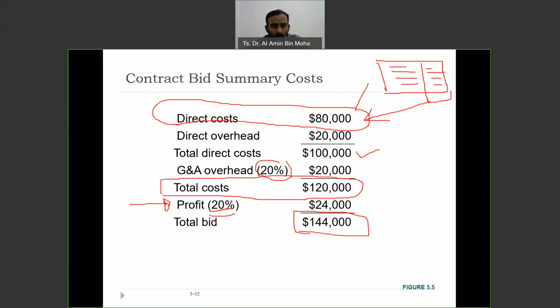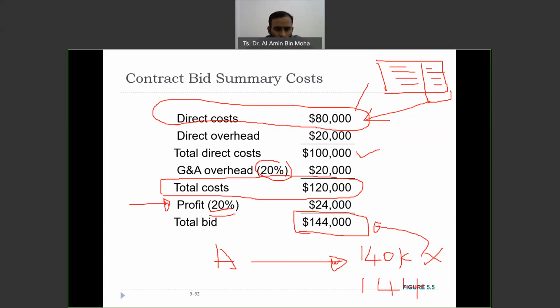If your boss asks you to go and bid for project A, and let's say you almost got the project for 140K, will you accept or not? No, right? If you accept, you're losing 4,000. What if you got 144? Why should you take 144? You didn't make any profit. What if 120? You're losing. Why should you take this? You're not doing charity, man.